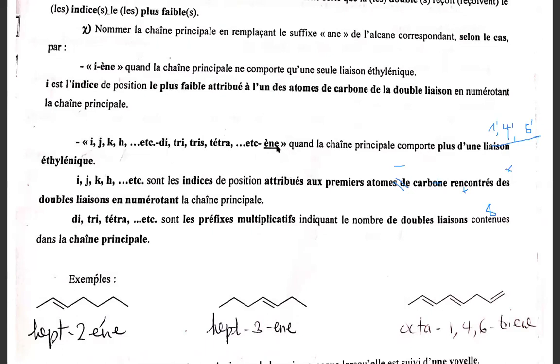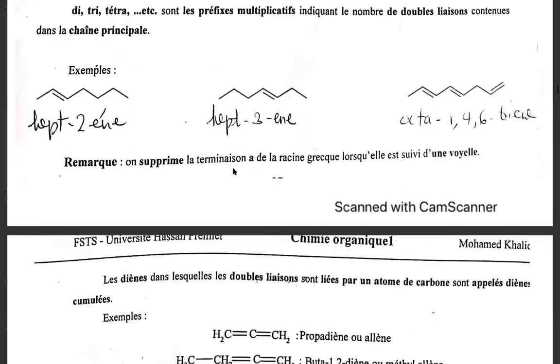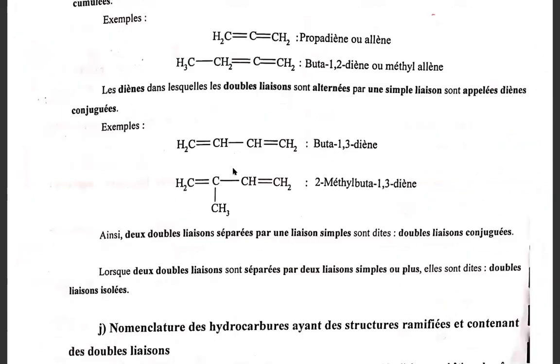Tetra in. So now, because we do not have vowels that are in contact, we are not going to cancel out this vowel here. So on supprime la terminaison A de la racine grecque lorsqu'il est suivi d'une voyelle. So that is the rule that justifies the voyelle. So now I want to talk about this.